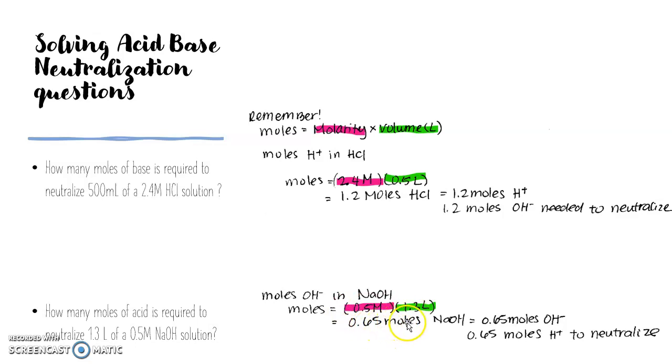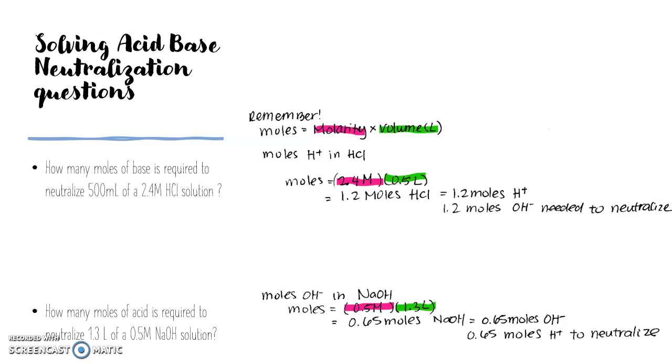That tells us that we have 0.65 moles of sodium hydroxide, and that will produce 0.65 moles of hydroxide ions. And that means we're going to need 0.65 moles of hydrogen ions to neutralize. Okay, so these problems, all they do is they get at the idea of moles of acid have to be equal to moles of base in order for neutralization to occur.